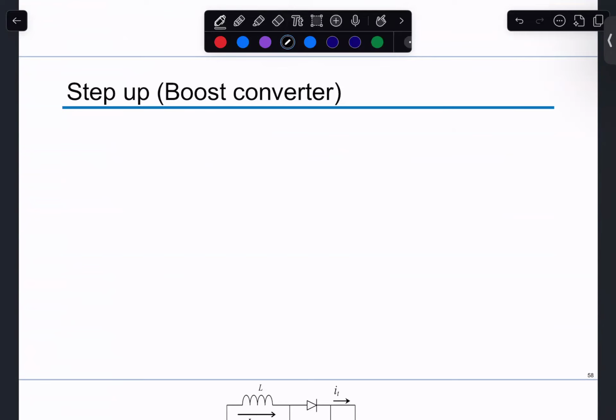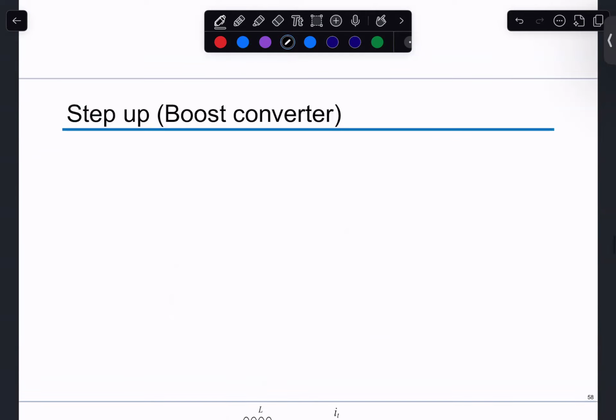Now we're going to look at a boost converter. So a boost converter is a little bit more interesting. And the reason the boost converter is slightly more interesting is, well, how would you get the voltage to go up? So the question is, I have some input voltage, I have some device, and this output voltage is higher than the input voltage. V out will be greater than V in.